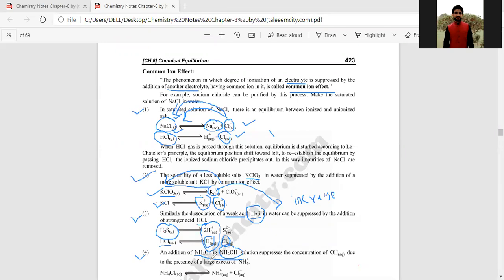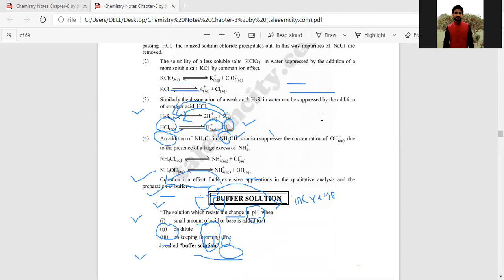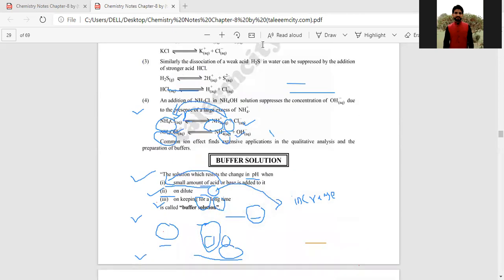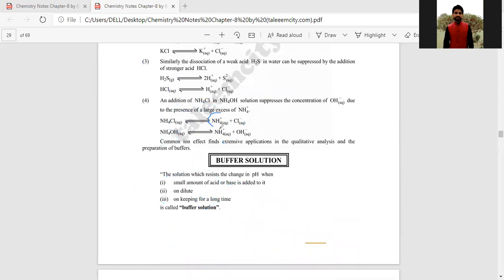This NH4Cl is producing same type of ions. What are the same type of ions? NH4 positive. So these NH4 positive ions are now in excess in a medium. Due to that increase in these ions, equilibrium will move towards the reactant. In this way, we are going to suppress the dissociation of the NH4OH. This is all about the common ion effect. Next, we are having a topic that is buffer solution.